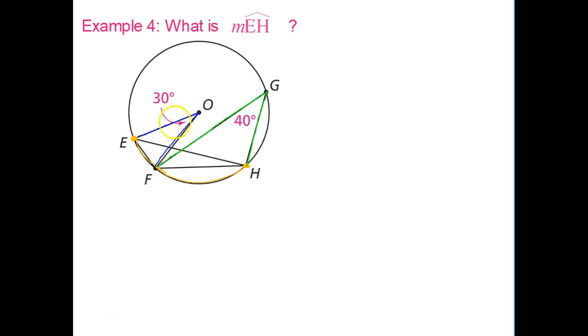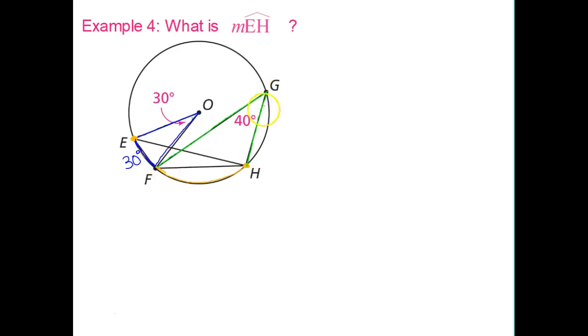Now we've learned before that the relationship between a central angle and its intercepted arc is that those two are equal. So if this central angle is 30 degrees, then that means that its intercepted arc, EF, is also 30 degrees.